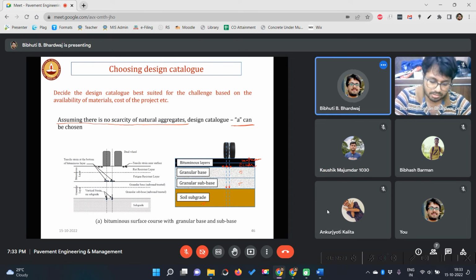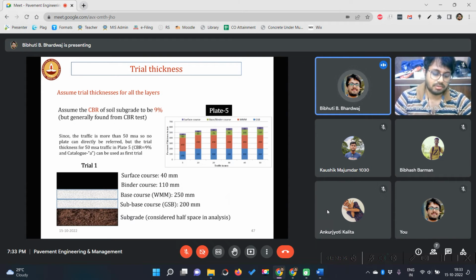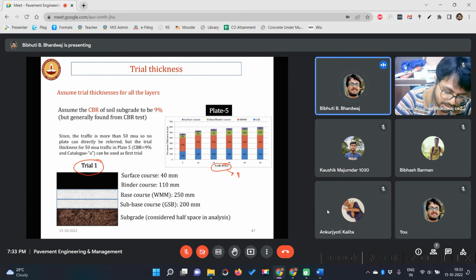So what we need to find out is the thickness of all these layers. Understood? Yes, sir. Okay. Now we have to go for trial 1. In trial 1, the traffic in MSA is how much? 84.9. And the CBR value is not given, so let's say we have assumed 9%.